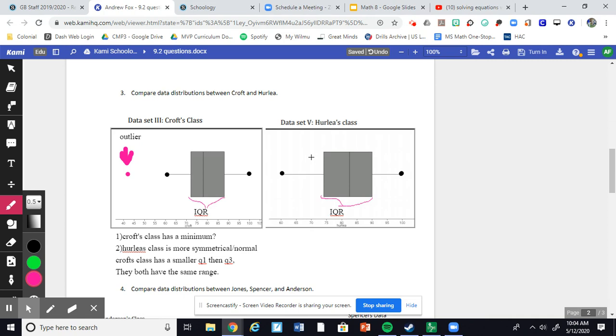And finally, we have our box plots. Our box plots are showing that we said that Croft has a minimum.